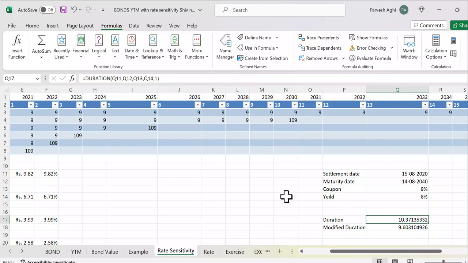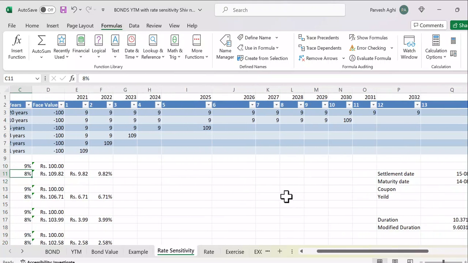No, it is basically telling you how many years it will take to recover your principal amount. And what about the modified duration? That is in percentage. If there is a 1% change in the interest rate, then there is a 9.360% change in the price. Price. Toh ye dekh rahe hain na yahan par, ye aa toh hai.